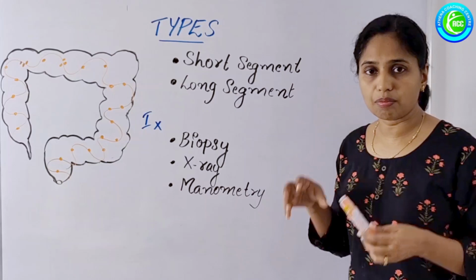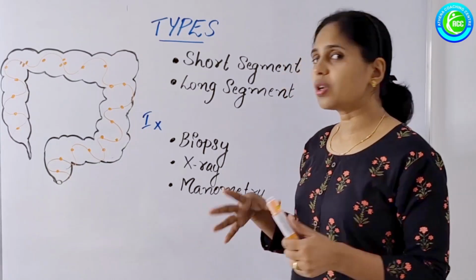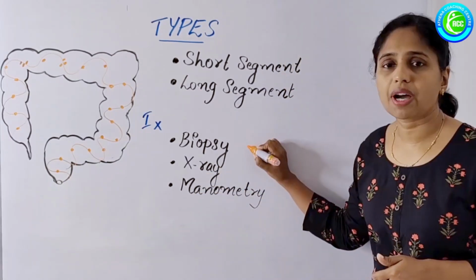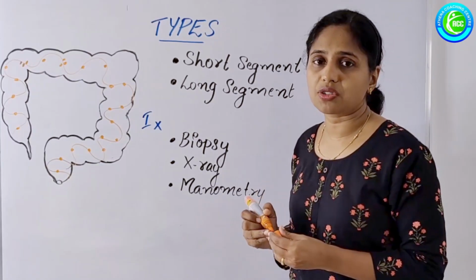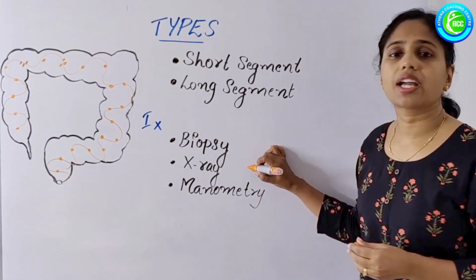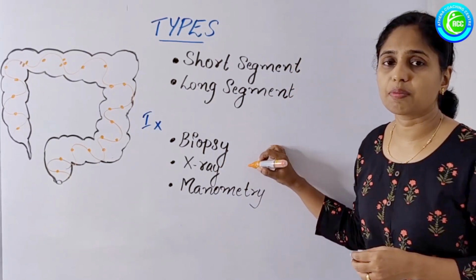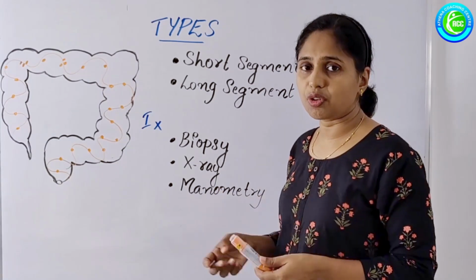This is also very important for your exam. So what are the investigations? Number one is biopsy. This is considered as a confirmatory test. And then you can perform X-ray, that is barium X-ray can be performed.